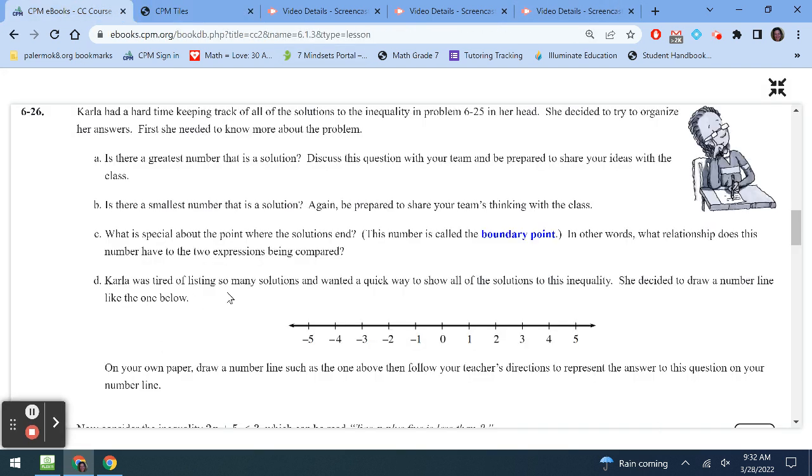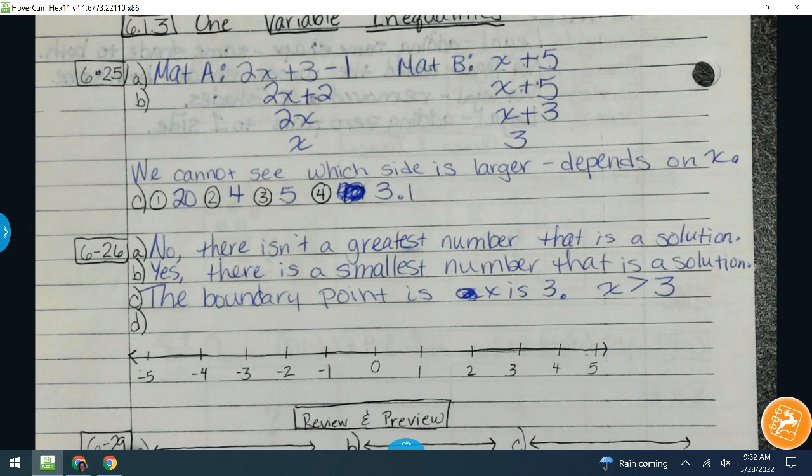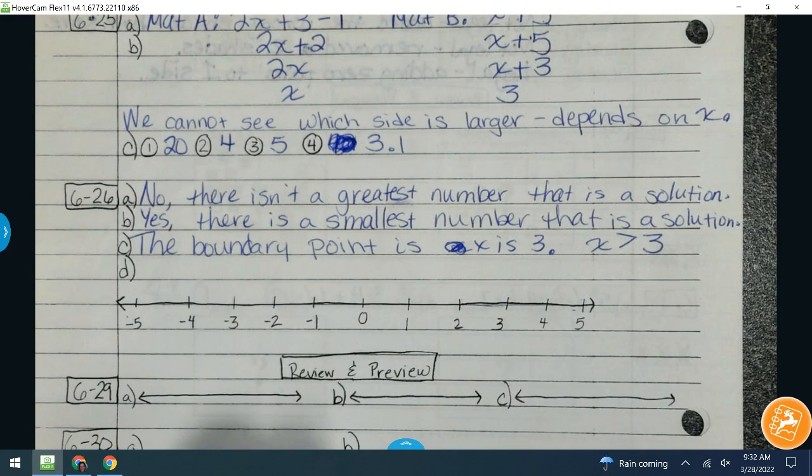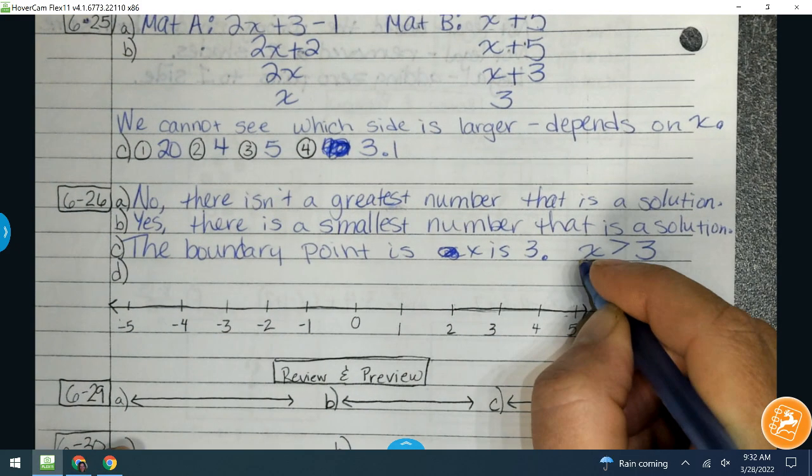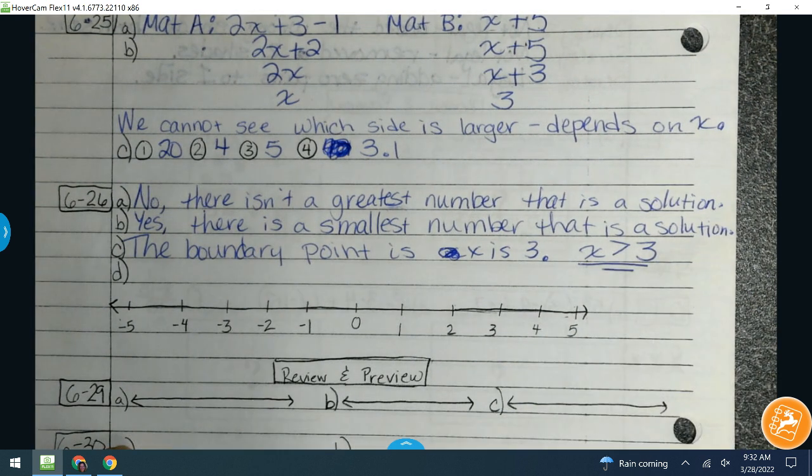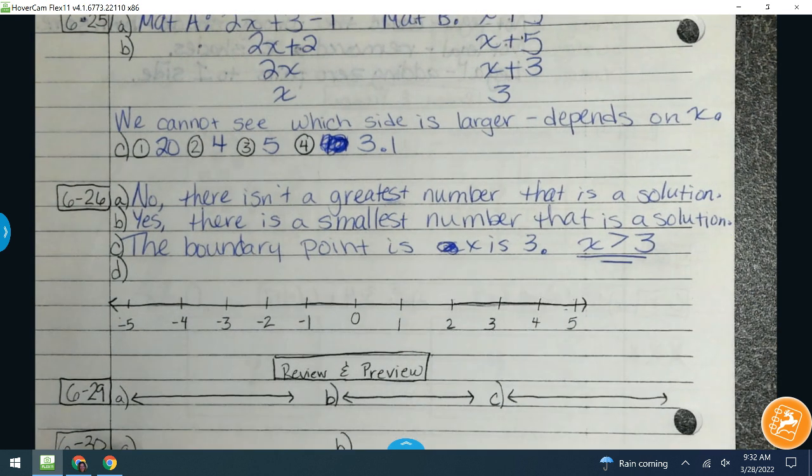So it says, Carla was tired of listing so many solutions and wanted a quick way to show all of the solutions to the inequality. She decided to draw a number line like the one below. On your paper, draw a number line and follow your teacher's directions to represent the answer to this question on the number line. So again, I went ahead and did that part for you, but what we're graphing here is x is greater than 3.